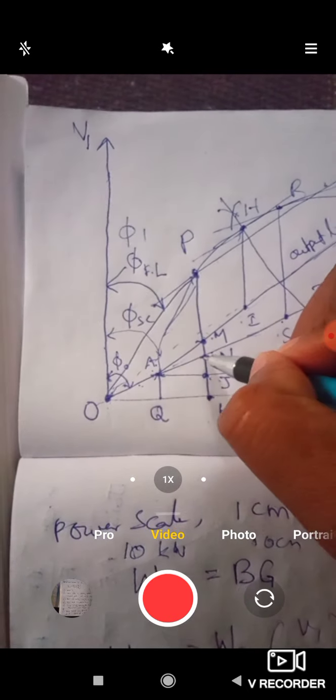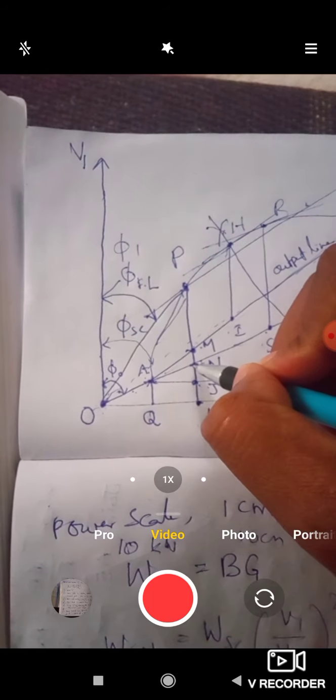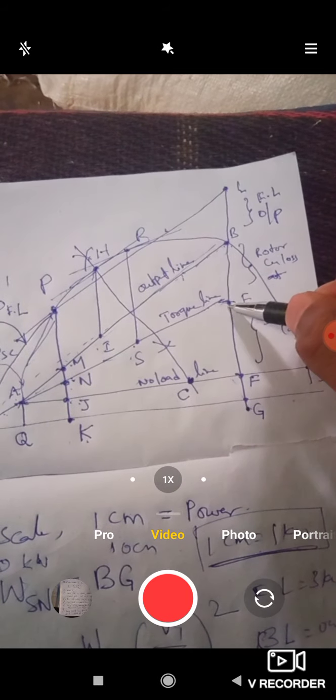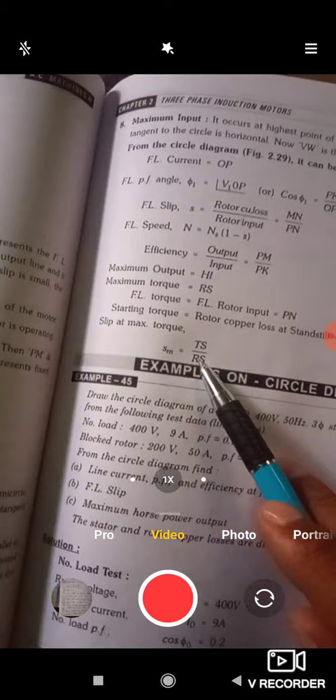PN is the full load torque. Okay, and starting torque is BE. Okay, BE is the starting torque, and slip at maximum torque. Slip at maximum torque is TS by RS.